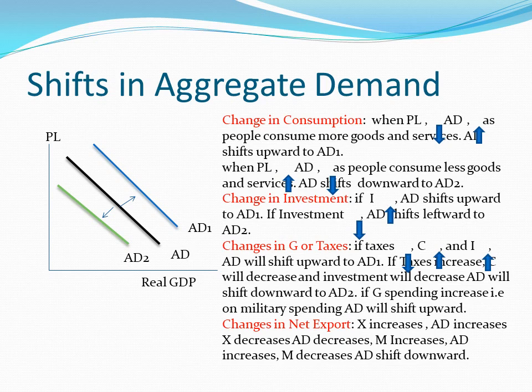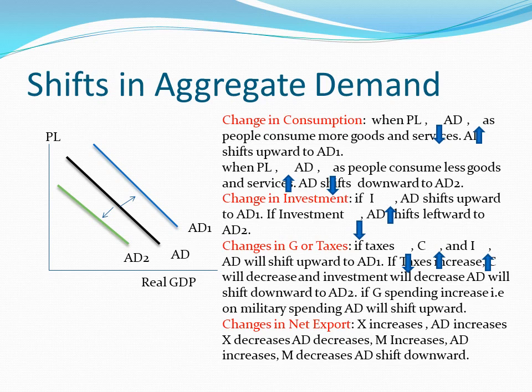When exports increase in the country, that means the country is in a good economic situation. Their output will increase, so the aggregate demand curve increases as well. But in the reverse situation, if exports decrease, then the aggregate demand curve will decrease as well, from AD to AD2.